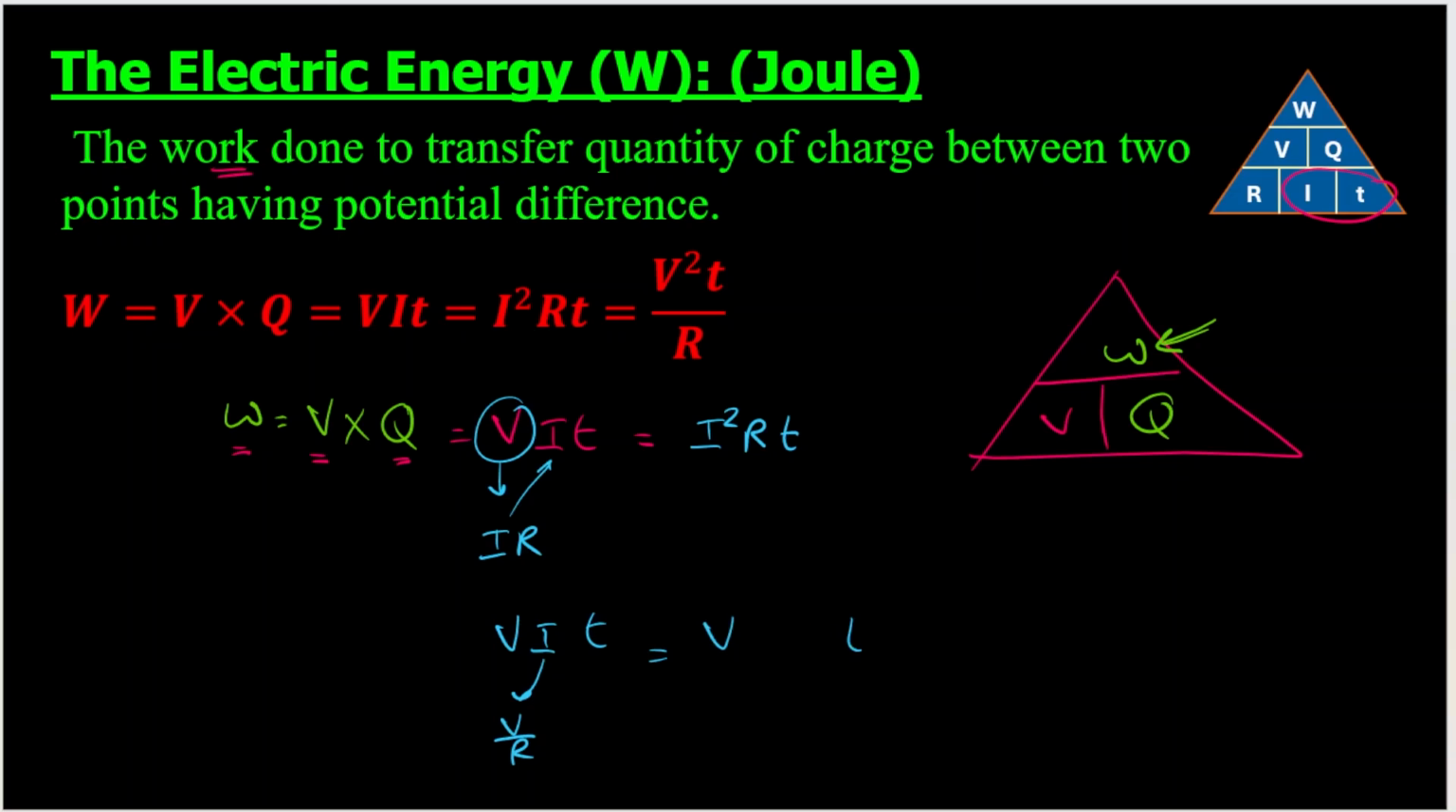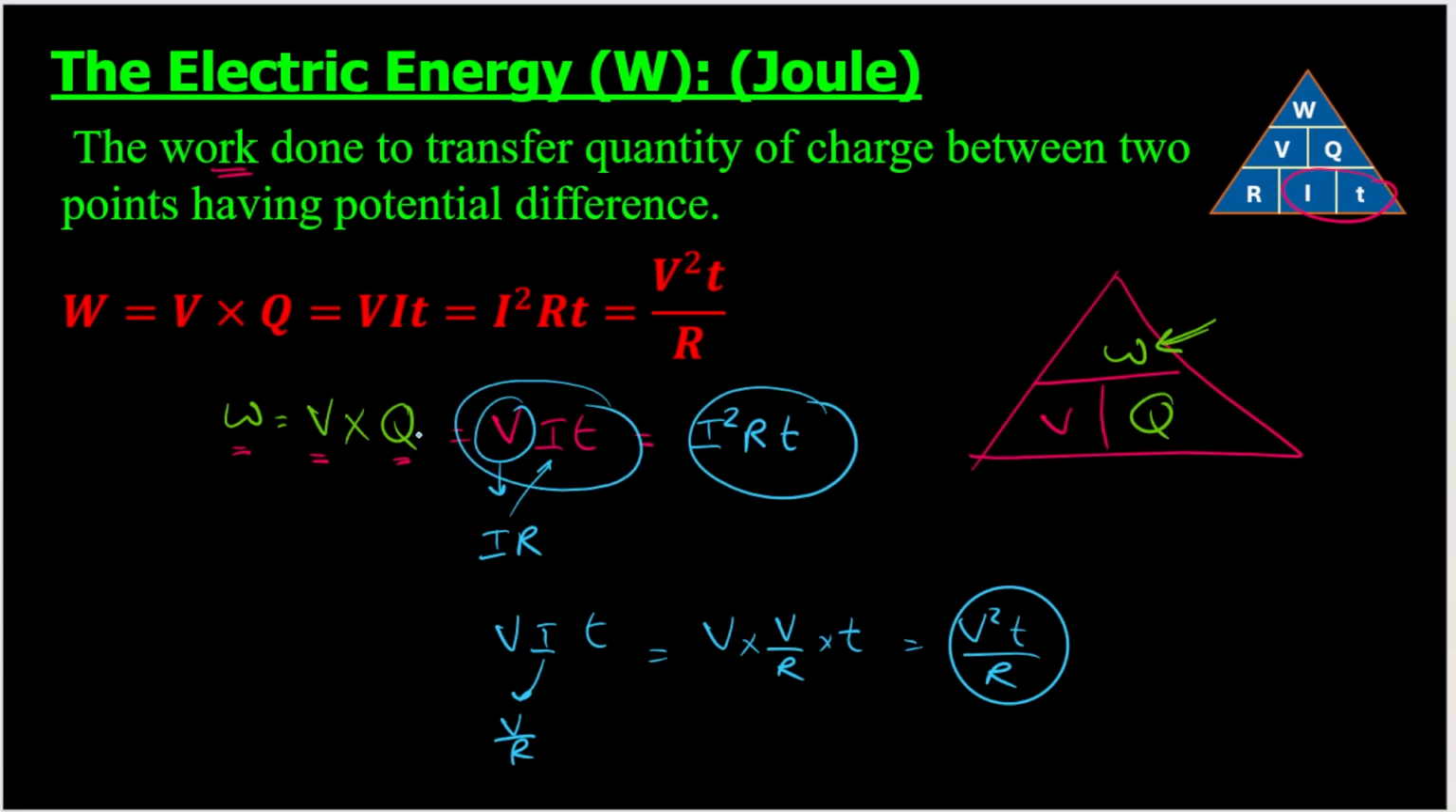So it will be V times T, then for I, we have V over R. So it's V squared T over R. So this is the relation that we can use to calculate the total energy, or this one, or this one, or this one, according to the given.